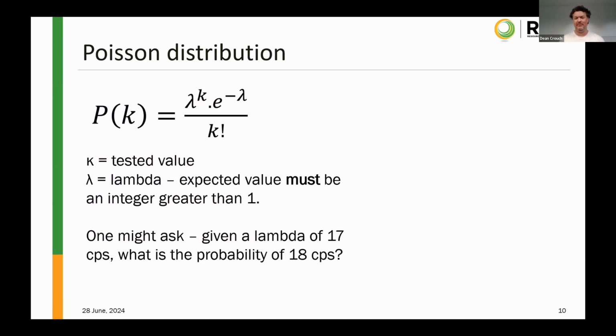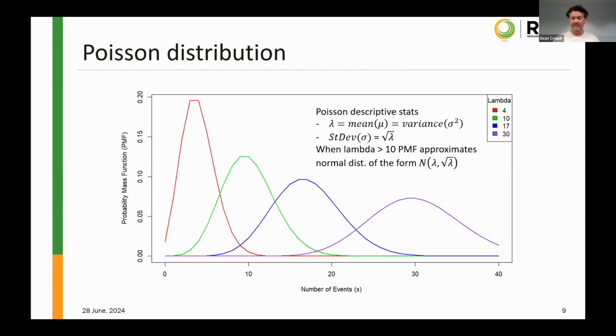So the way you might use this function is, okay, given a lambda of 17 counts per second, if I know that's my expected value, what's the probability of seeing 18? Or what's the probability of seeing 4? And when you put those K values in, 1, 2, 3, 4, you start to get these curves that we saw before.